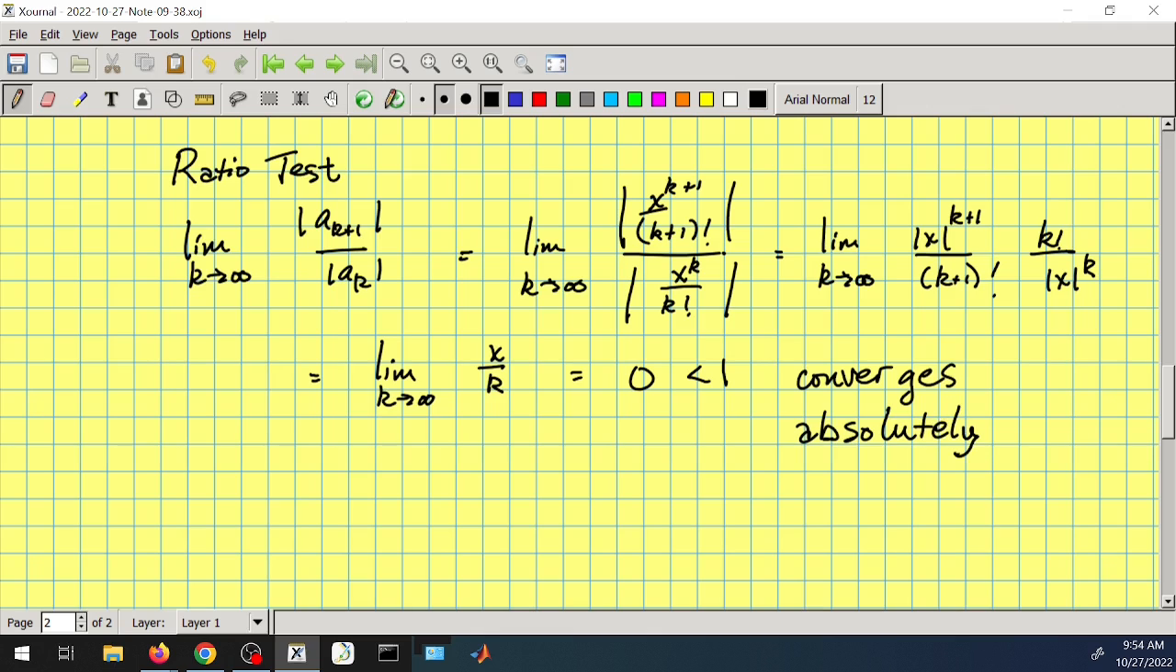Wait, how did you deal with the complex term? The absolute value of e to the ix is 1. Of ix? Cosine theta plus i sine theta, the length is cosine squared plus sine squared, which is 1. So the absolute value of e to the ix is 1. e to the ix is on the unit circle. Okay, it's a unit vector.